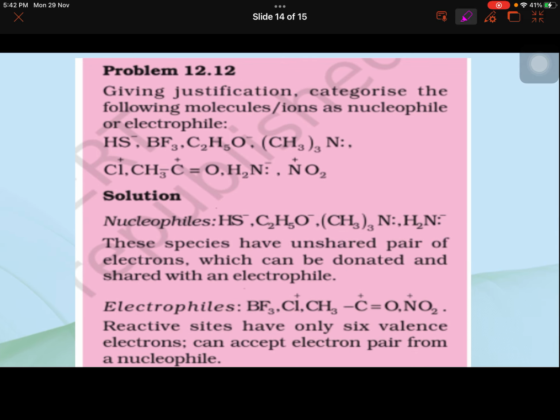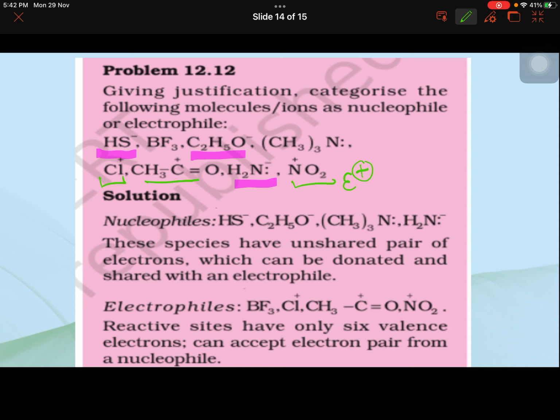You have to justify and categorize them as nucleophiles and electrophiles. So very clearly I can see negative charge, negative charge, negative charge. These are clearly nucleophiles, nucleus seeking. Right. Then you have a positive charge in this, a positive charge here and a positive charge here. They are very clearly electrophiles. They are in need of electrons.